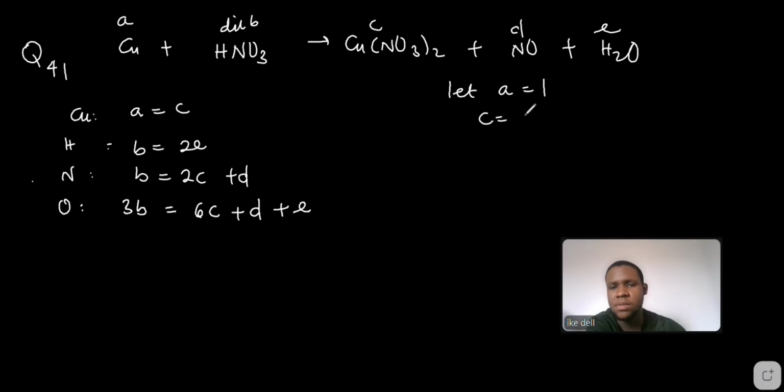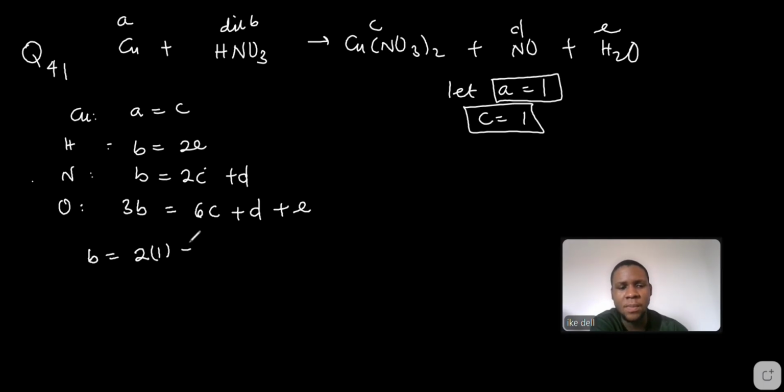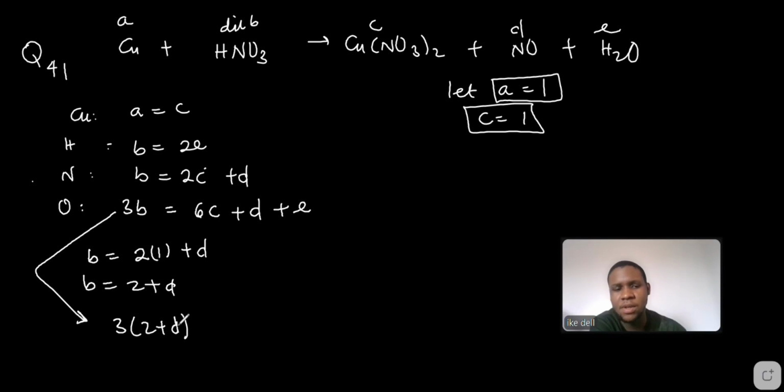Okay, so that's that. Now let us make A equal 1. So if A is equal to 1, then C would also be 1. Automatically, we've gotten 2 already. Isn't this nice? Okay, so if A is 1 and C is 1, then we can plug that 1 in here so that we can say B will be equal to 2 times 1 plus D. So B is actually 2 plus D. Okay, and then this would mean 3B equals 6C, which is 1, plus D, and then plus E. So we can say 6 plus D would equal 6 plus D plus E.